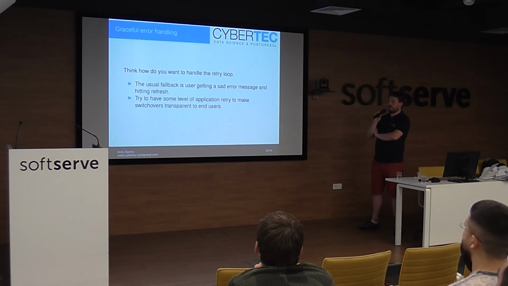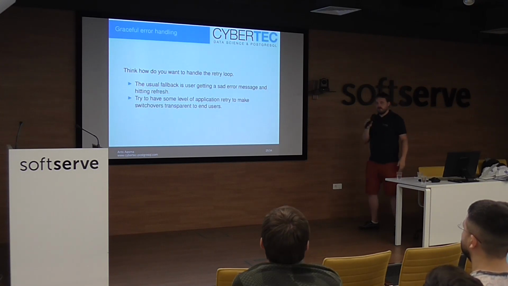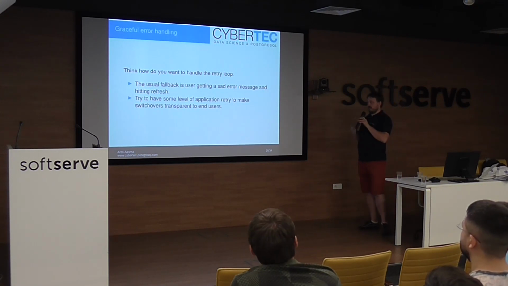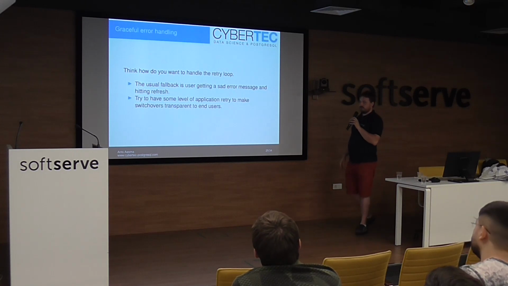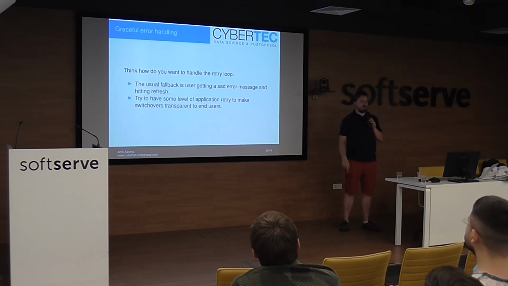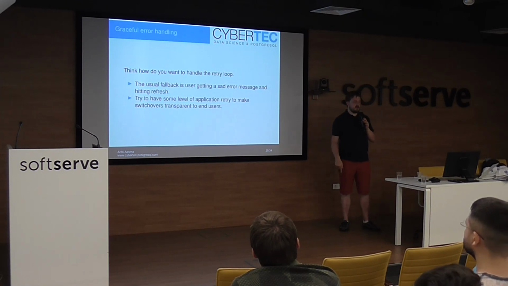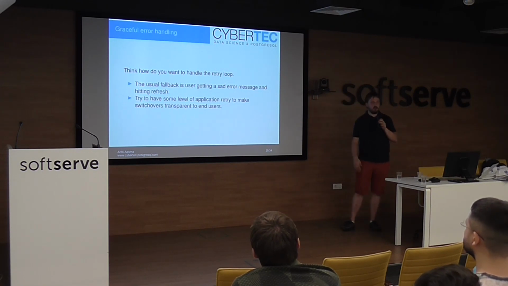Then what to do when the timeout expires? You want to have some kind of traceable error handling. So one way to have a retry loop is to have the user sit at the computer, get a sad face on it, and then hit F5 and see it refresh. That's one way to do a retry loop. But you can also have some kind of a retry loop within the application.